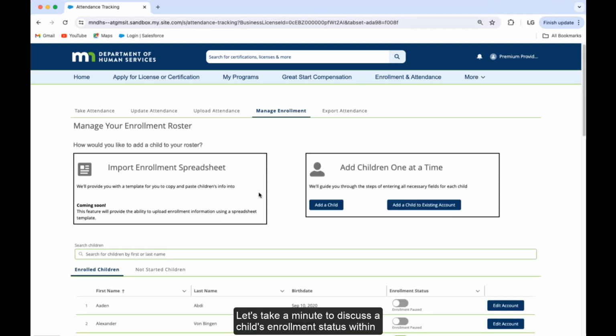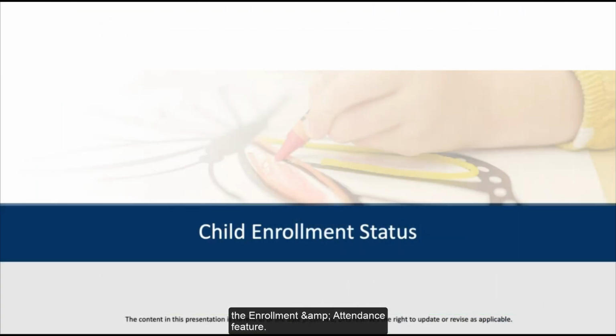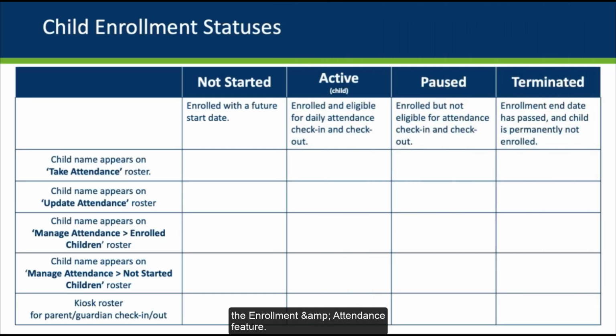Let's take a minute to discuss a child's enrollment status within the enrollment and attendance feature. This chart describes where a child appears within the feature based on the enrollment status. Children that have been enrolled with a future start date are considered in a not started status and will only appear on the tab Manage Attendance Not Started Children roster.